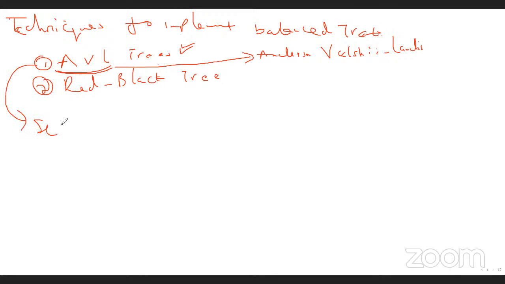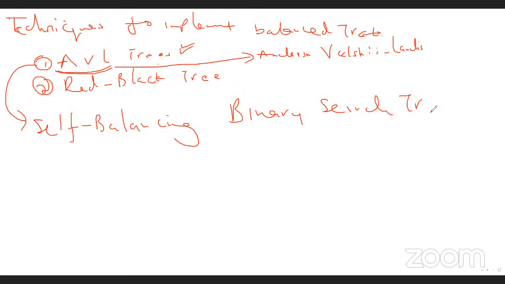These are self-balancing. The technique is a self-balancing binary search tree. So number one, we should know that AVL trees are BST trees. We already know what BST trees are. BST trees are binary trees with an ordering property.